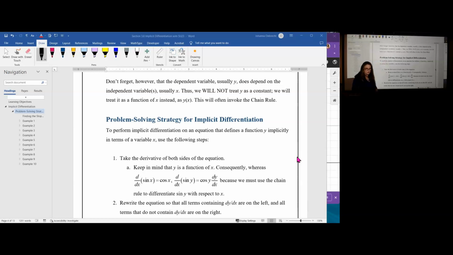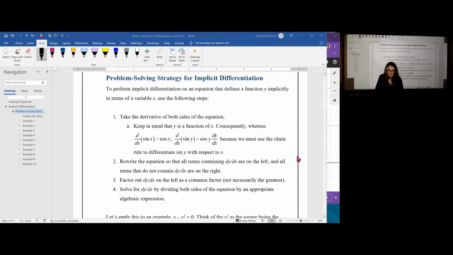Let's go over our problem-solving strategy for implicit differentiation, and then we'll work a lot of examples to make sure you understand the process. First, we take the derivative with respect to the independent variable, usually x, but sometimes t, of both sides of the equation. When we encounter a y, the derivative of y will be dy dx, because y is a function of x.